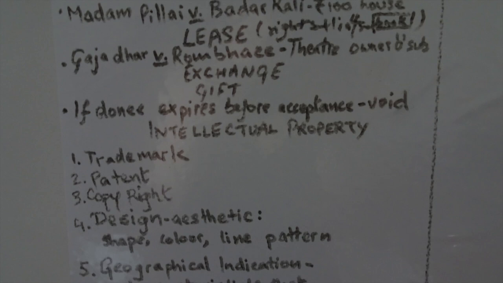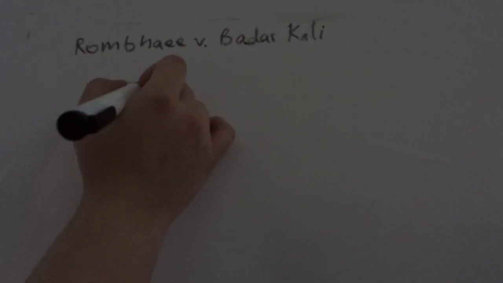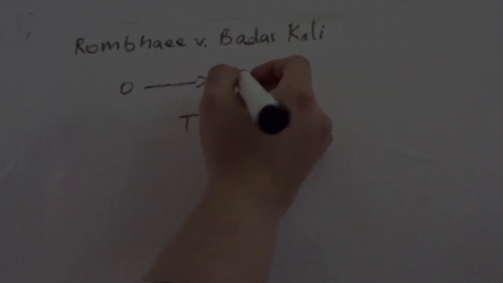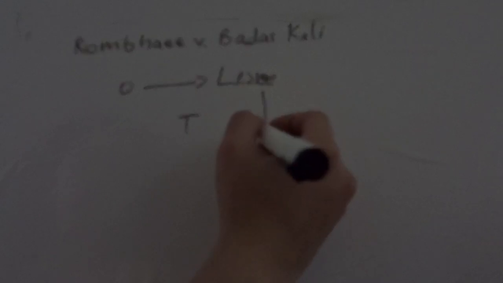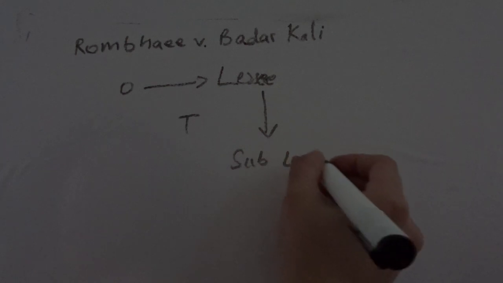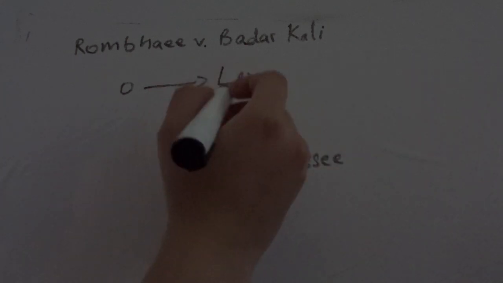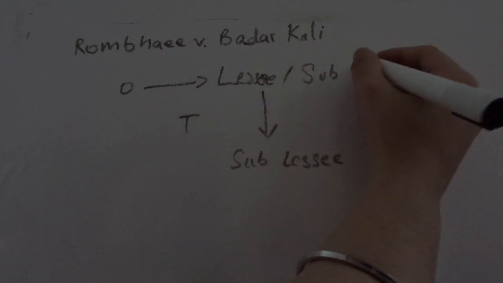After that, we come to lease. In a lease, it's the transfer of right to enjoy a property and not the transfer of ownership. Okay, so now let's come on to Rombe versus Badarkali. So this case basically discusses the concept of sublessors and sublessees. There was a theatre, and the theatre of course had an owner who leased it out to a lessee. Now this lessee further subleased it to a sublessee. Which made the original lessee the sublessor.